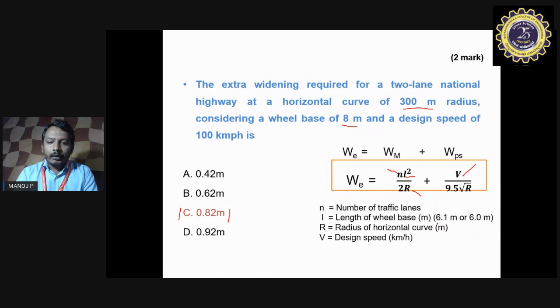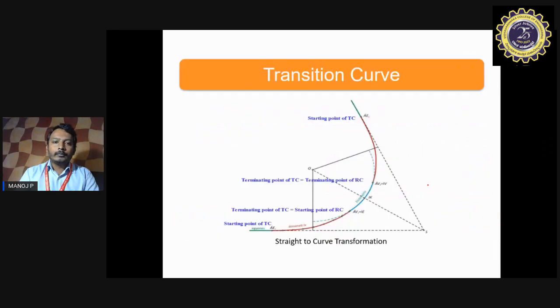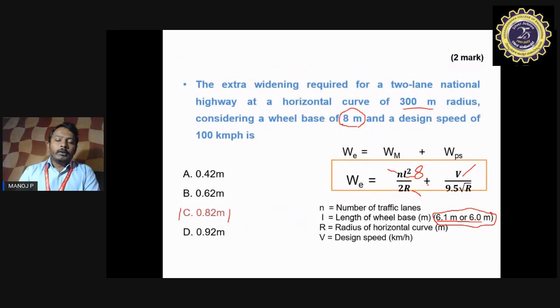Here I have also mentioned that the length of wheelbase is either 6.1 meter or 8 meter. But if the question gives you this value, you need not consider these. Only when they don't give it in the question are you supposed to put 6 or 6.1. But in this question, they have given you the length of the wheelbase, so we need to substitute the value of L as 8, not 6.0 or 6.1. This is something with respect to extra widening.